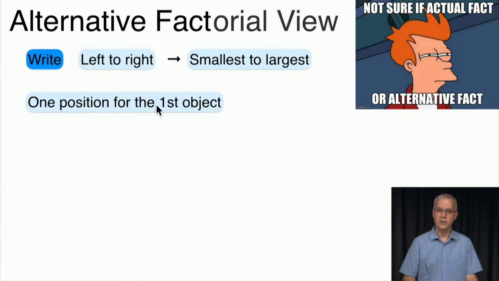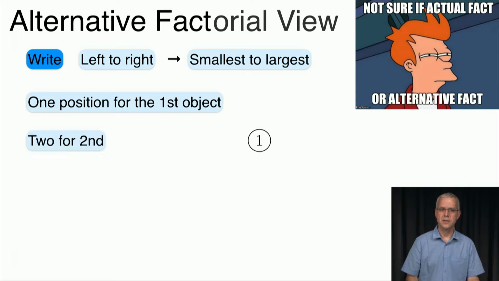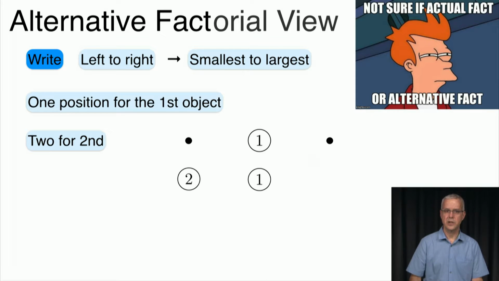So for the first element, we put the first object, there's only one location we can put it. Wherever it is, it's just one location. Let's say we call it 1, we put it in this location. Okay. Now, once we do that, then the second element, we have two possible locations. We can put it to the left of the first one or to the right of the first one. So we have two possibilities. Let's say that we chose to write it to the left.